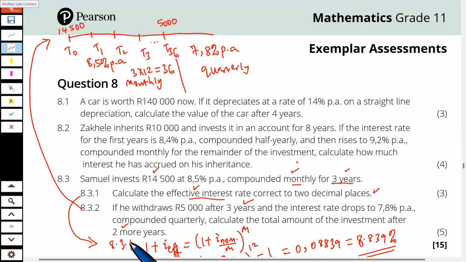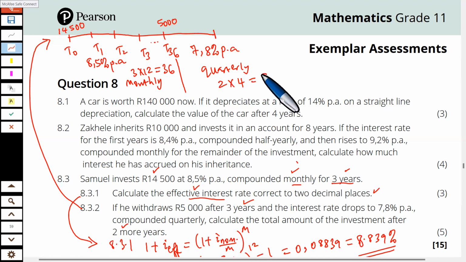Right. So there are a couple of things we need to look at. I want us to look at the question very carefully and understand it, because they're saying if he withdraws 5,000 after 3 years, so after 3 years he withdraws 5,000, and the interest rate drops to 7.8% compounded quarterly. Calculate the total amount of the investment after 2 more years. So you need to add 2 more years, so 2 more years times 4, because a year has 4 quarters.